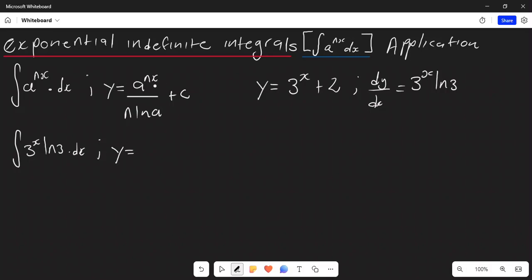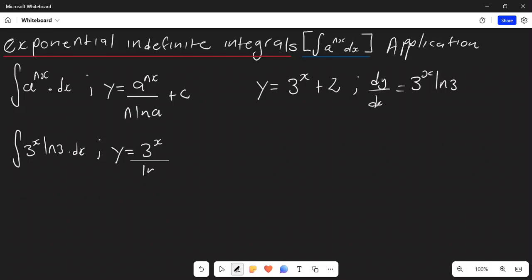It's time for us to apply this formula here. In this case, our a is the base, which is 3. So it's going to be 3 to the power of n, where n is the coefficient of x. It's not written, so it's going to be 1, multiplied by x. Then we divide by n. Remember, it's the coefficient of x, which is 1. Even if you don't write it, it's fine.